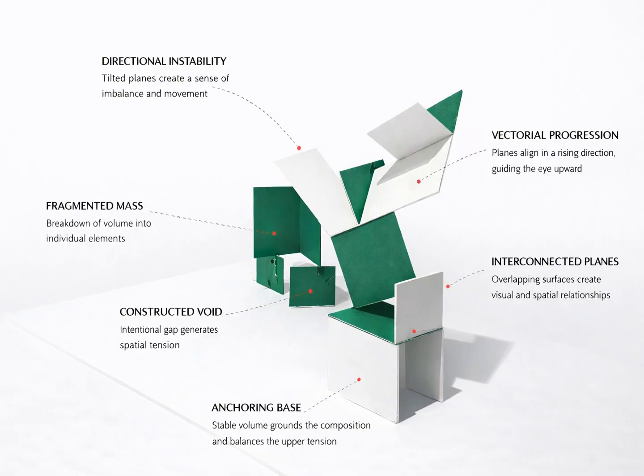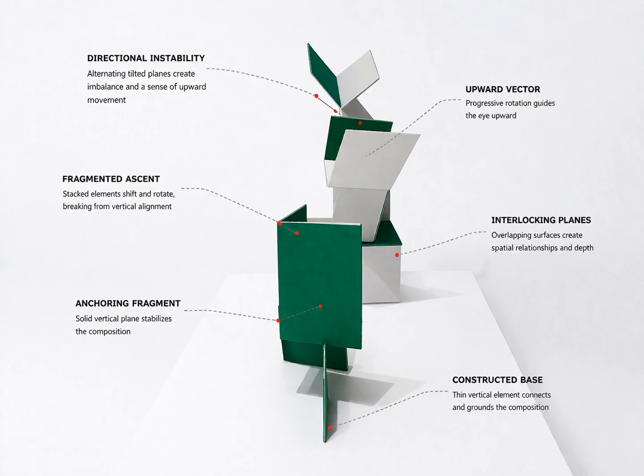We can see here that the form is divided into fragments titled Planes Create Movement and Instability. The composition moves upward, overlapping elements create relationships, and the base keeps the structure stable. The fragments shift and create movement, where there is an upward direction in the design. Overlapping elements create relationships, and each part remains independent.